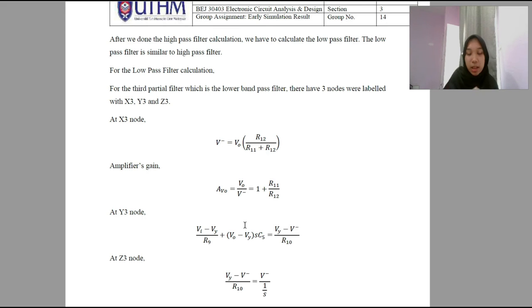After we are done with the high pass filter calculation, we have to calculate the low pass filter. So for the low pass filter calculation, for the third partial filter, which is the lower band pass filter, there are three nodes labeled X3, Y3, and Z3. At the X3 node, this is the formula. For the amplifier's gain, this is the formula. At the Y3 node, this is the formula. At the Z3 node, here is the formula.